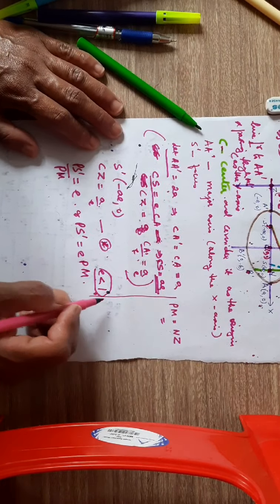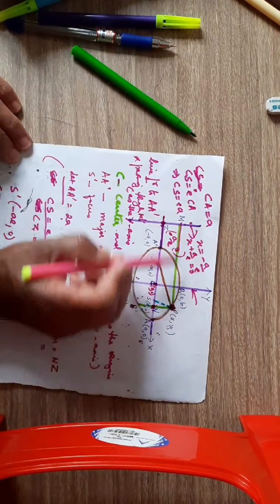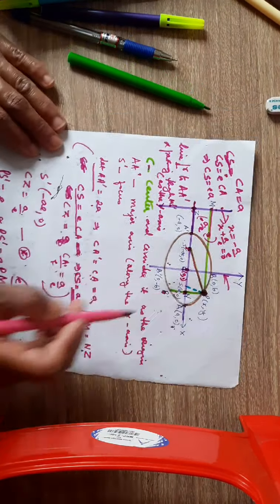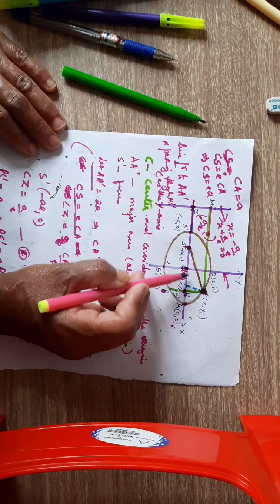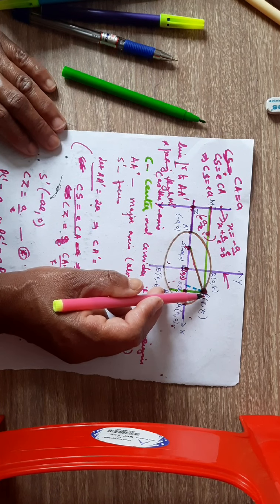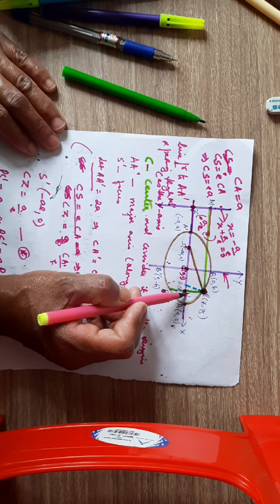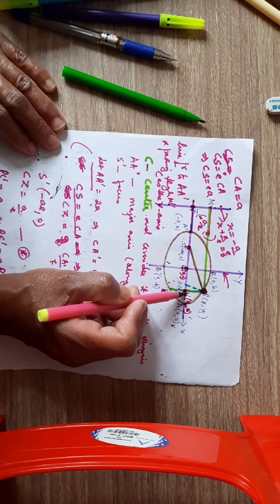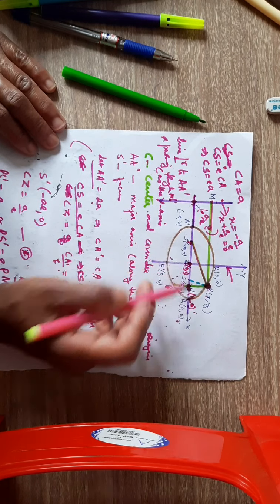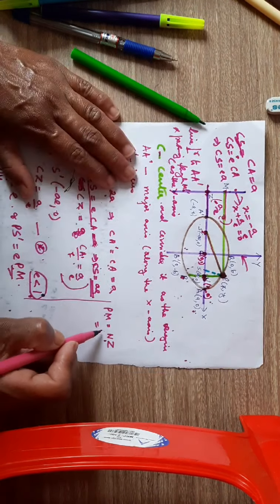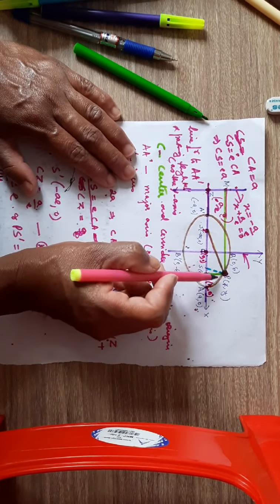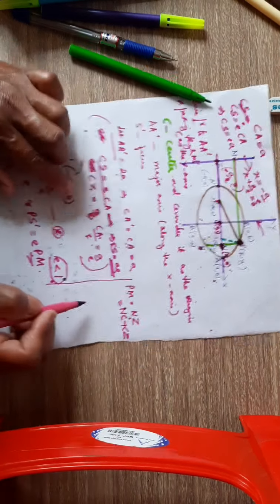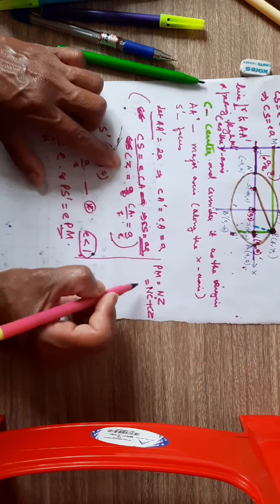Now from here you see, what is PM? PM is same as NZ. NZ can be written as, since the distance from here to here is x, because the x coordinate of P is x here, the x coordinate of N also will be x, and the y coordinate will be 0 since it lies on the x-axis. So from here to here it will be equal to NC plus CZ. But what is CZ? We know that it is A by E. And what is MC?